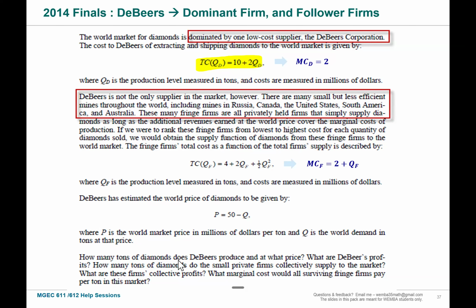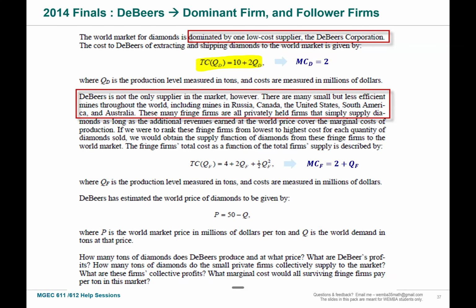How many tons of diamonds does De Beers produce and at what price? What are De Beers' profits? How many tons of diamonds do the small private firms collectively supply to the market? What are these firms' collective profits? What marginal cost would all surviving fringe firms pay per ton in this market?